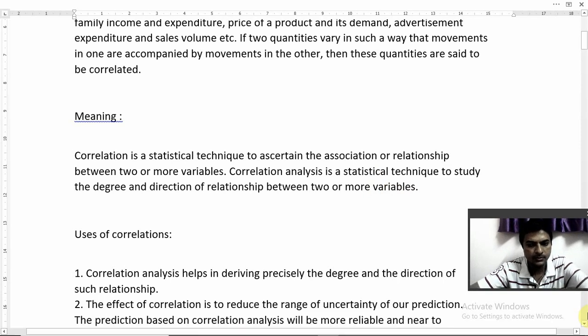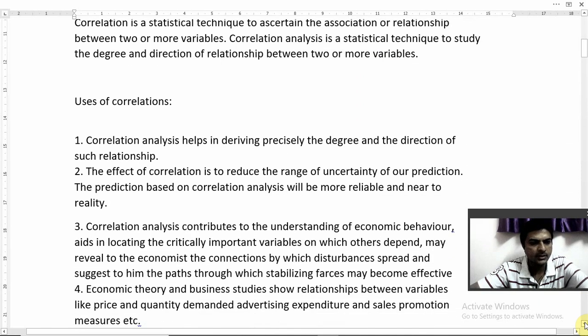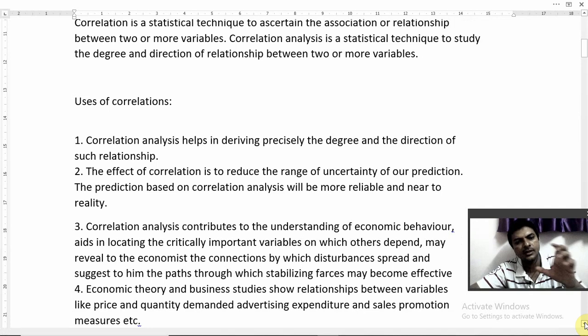Here are some of the uses. Correlation analysis helps in deriving precisely the degree and the direction of such a relationship. Yes friends, here we can see how the degree works. As you have a degree, you get a direction. Suppose you have completed BCom, you get direction in commerce and banking. If you do science, you come across a lot of other sectors. If you have done a diploma, you get other engineering sectors. If you have done medical, you get direction in medical. Whatever degree you have, you will get that direction.